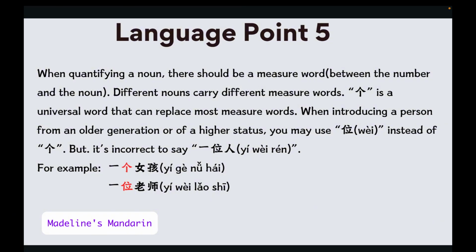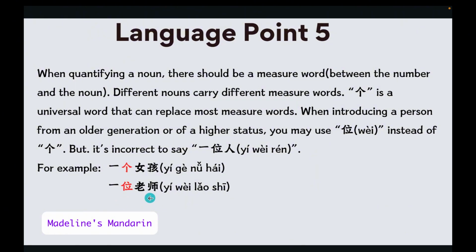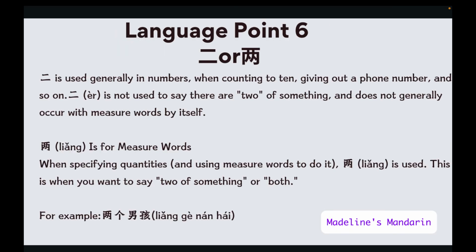So in today's lesson, 个 is used with people. But when introducing a person from an older generation or of a higher status, you may use this measure word 位 instead of 个. But it's incorrect to say 一位人. For example, 一个女孩, 一位老师. We use 位 here when we say 老师 because we show our respect. And we learn the number.